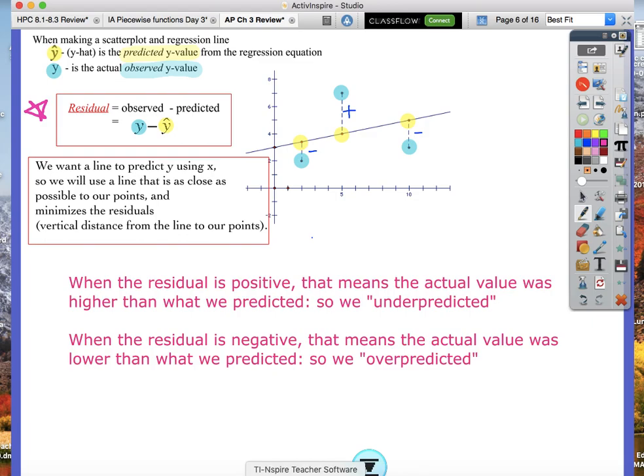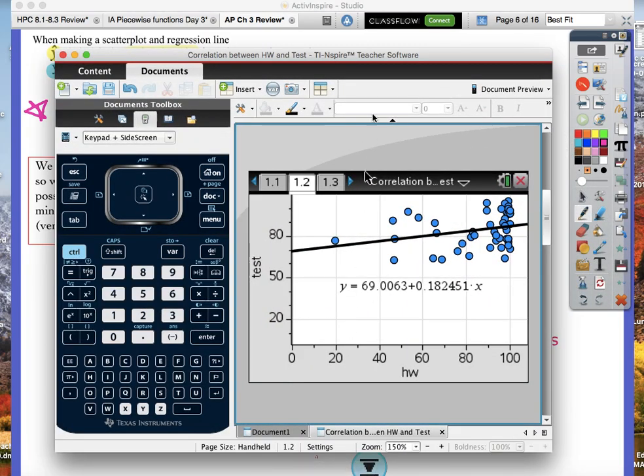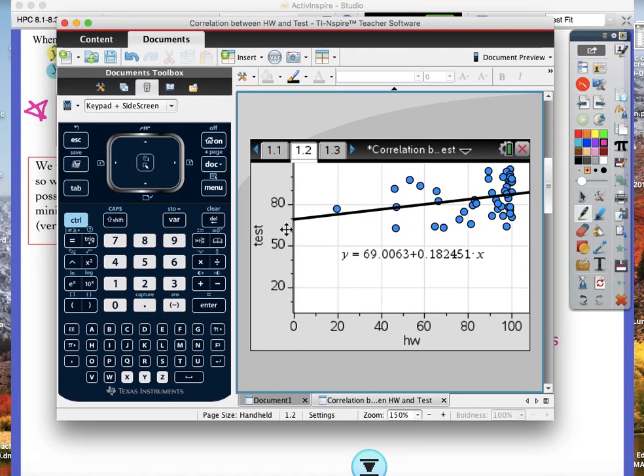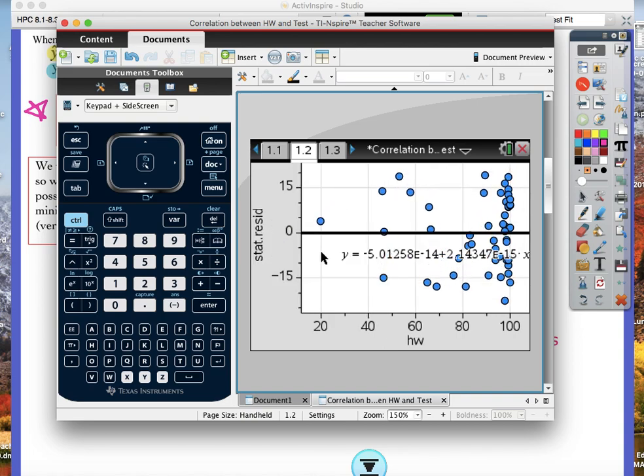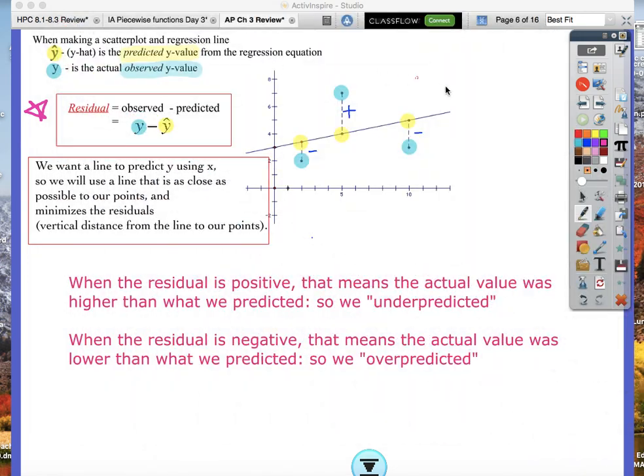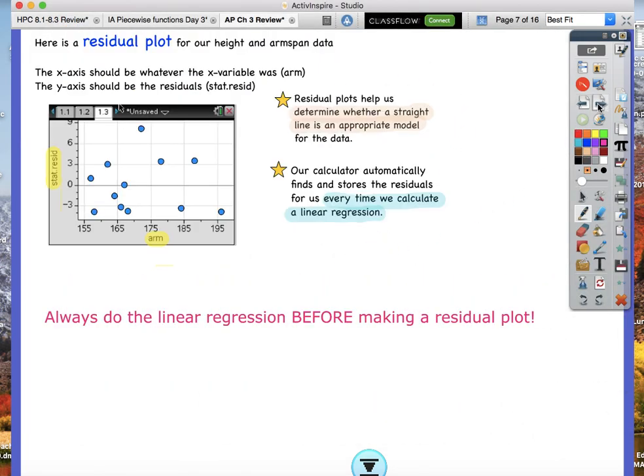How to make a residual plot, I'll go back to my calculator. At this point, after you've done a linear regression, all you have to do is change the y-axis to stat.resid, and there's your residual plot. But you have to do the linear regression first. Okay, so I have that written right here. Always do the linear regression before making a residual plot.